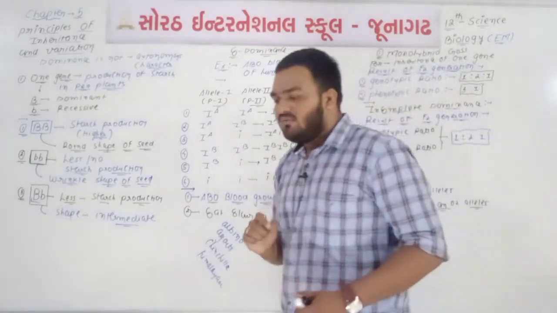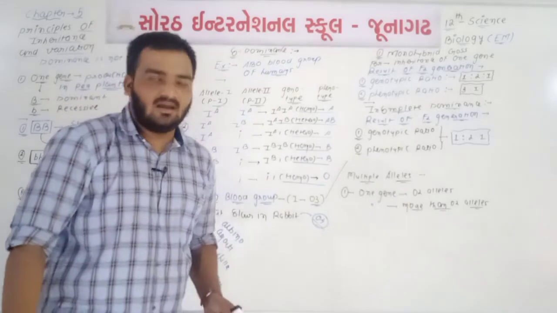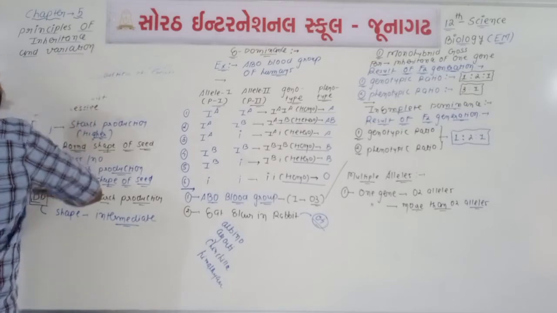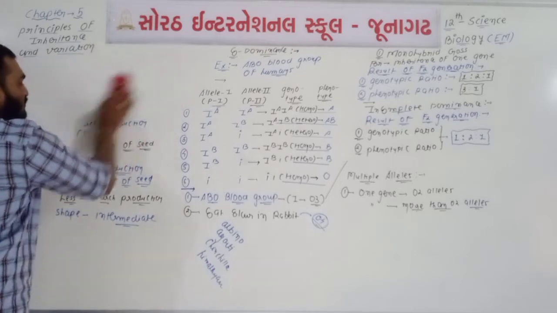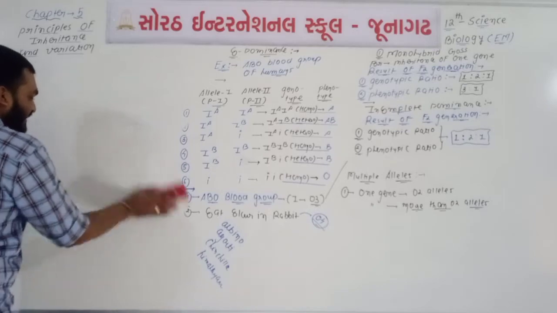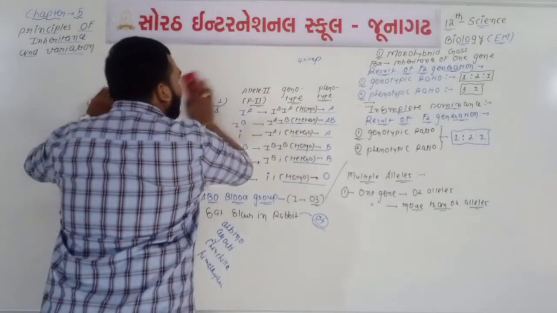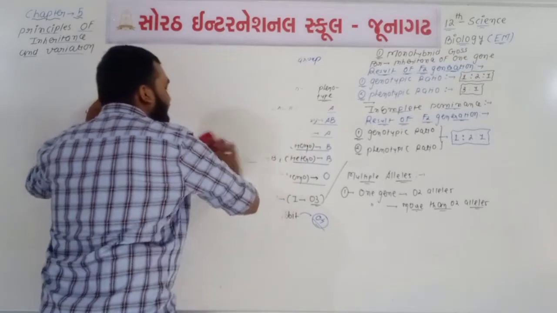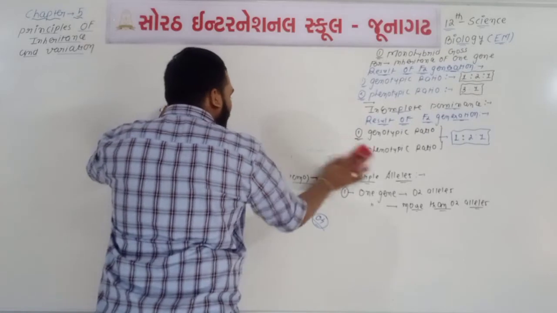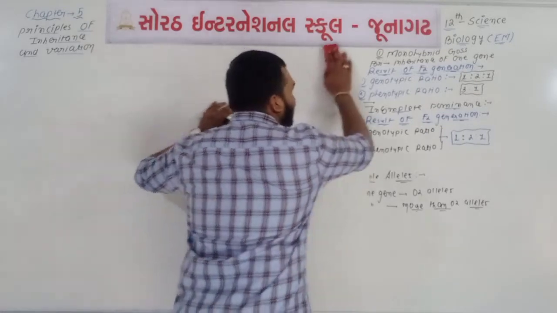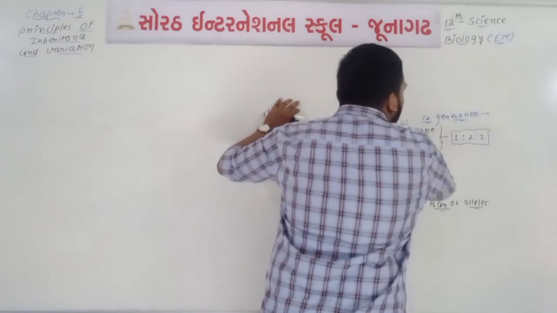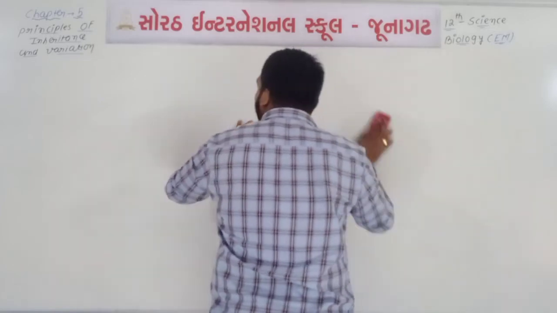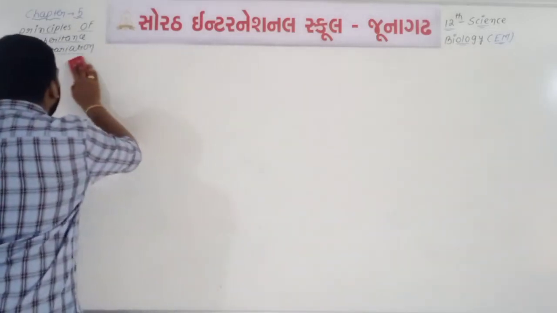Now we are going to talk about some examples which are connected with the question of codominancy, but I will call them the examples of blood group. These examples are very important from the point of view of MCQs as well as questions of 2 or 3 marks. Before starting these examples, we are going to write one table which is useful for all examples connected with the blood groups.